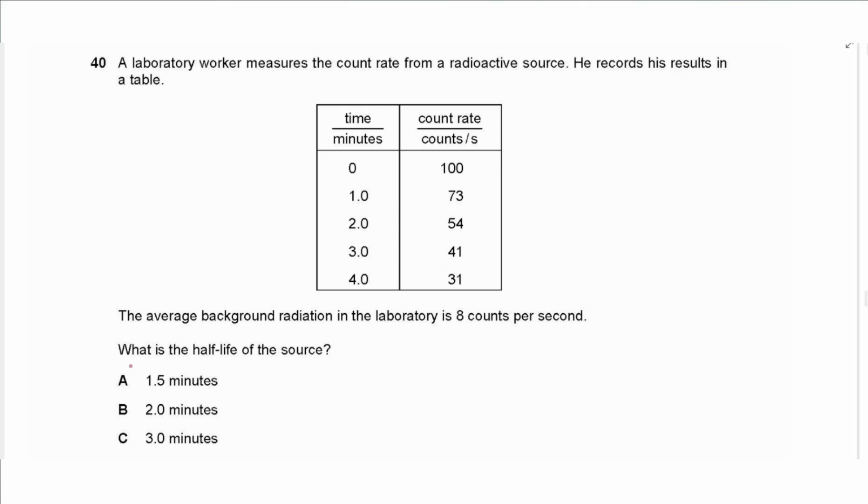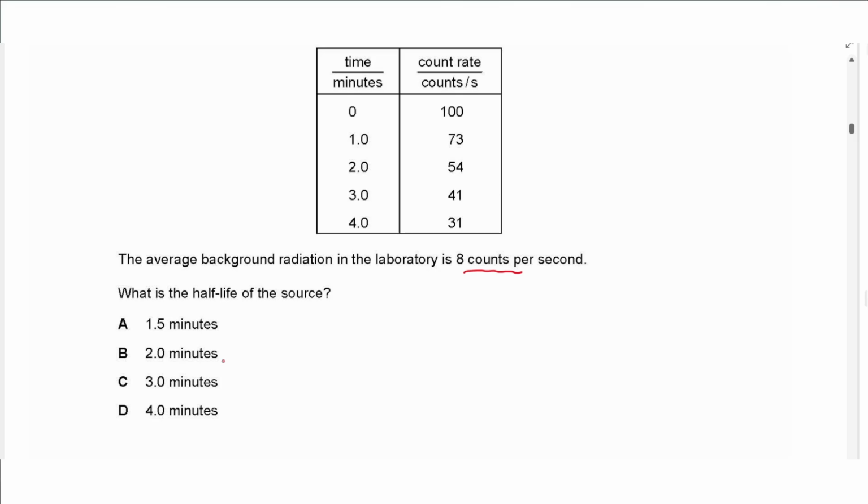Question 40 says a laboratory worker measures the count rate from a radioactive source. He records his results in a table. The average background radiation in the lab is 8 counts per second. What is the half-life of the source? So if there is background, we need to remove the background from the readings. So taking the 100 counts per second, we subtract 8, we get 92. Then we take the 92 and divide it by 2 to get the half-life. So 92 divided by 2, that's 46.